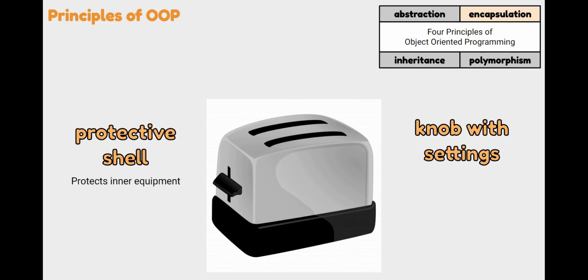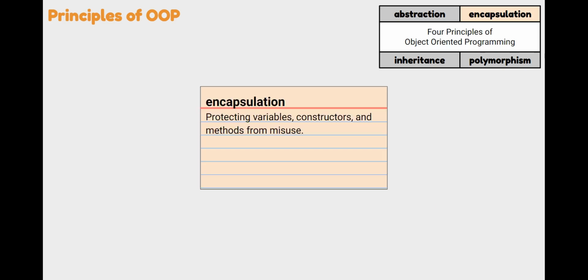So that protective shell protects the inner equipment from you, the user, from messing with anything that you shouldn't be messing with. And that knob with the settings only allows you to change the settings within safe parameters. So the definition for encapsulation, we are going to be protecting our variables, our constructors, and our methods from misuse.